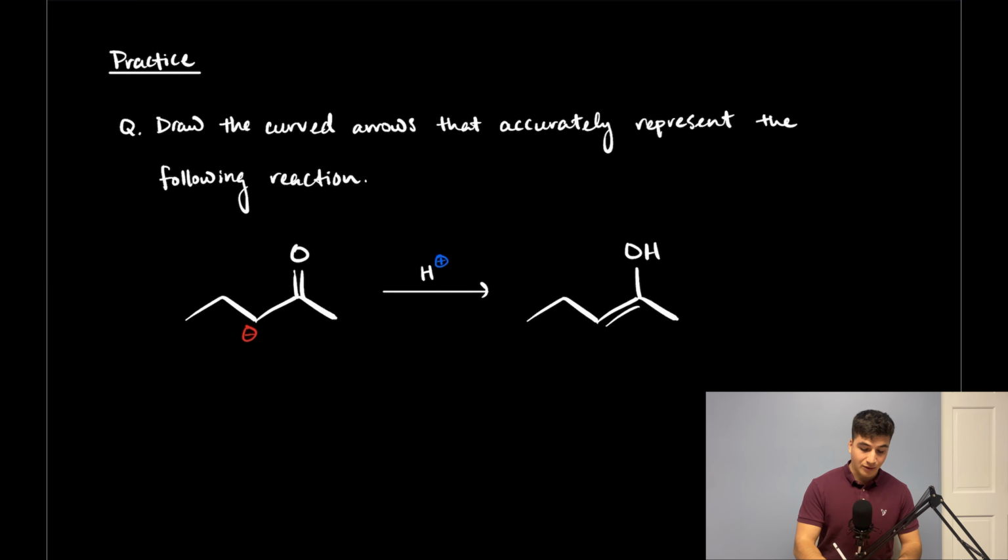So we're going to take our arrow, we're going to start it from this carbon to this bond here, and we're going to create a double bond. And as we see in our product, we have a double bond there. And then what we're going to do is use one of the bonds here, we're going to reach out and grab our H+. And that's how we get this structure.